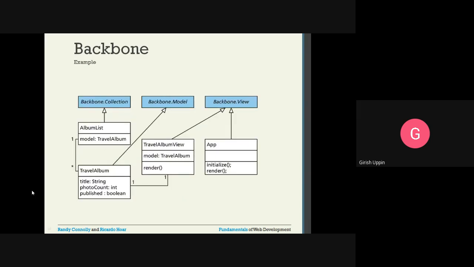You can see here this is how the Backbone structure is. We have a travel album. Okay, album list is there. So they extend the Backbone.Collection, and we have travel. So album list is a collection, then travel album is the model, then travel album is a view, Backbone.View. Then we have the application initialize, and render is the one which will produce the output, or it will render on the HTML page in the browser.